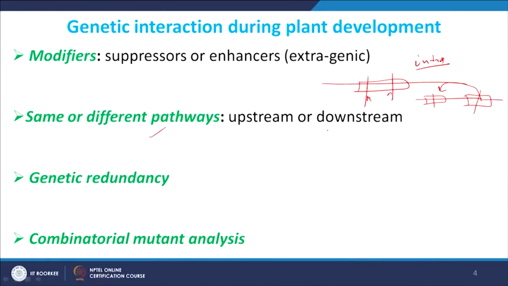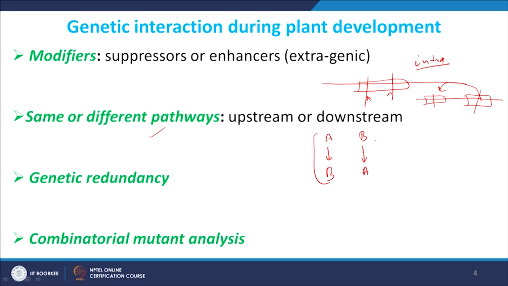When we analyze whether they are working in the same pathway or a different pathway: if they are working in different pathways, it means there is more than one parallel pathway, and both parallel pathways are regulating the same biological process. But if they are working in the same pathway, then you have to establish which gene is upstream and which is downstream. Is A regulating B or B regulating A?